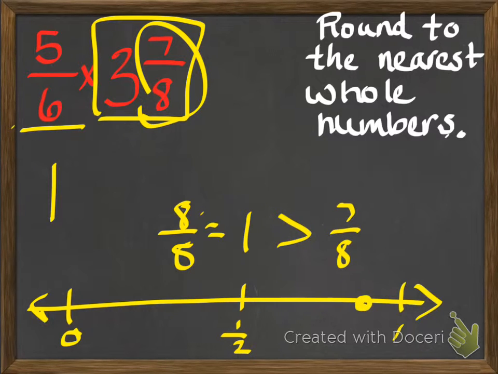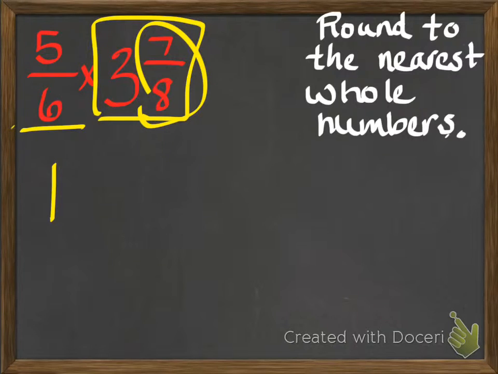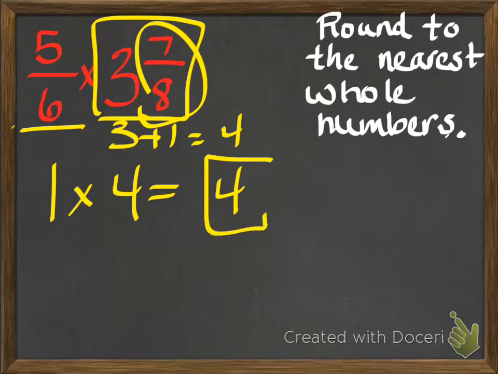So just a little less goes right there. But still, it's closer to 1 than it is to 1/2. So I'm going to round it up to 1. Okay, so I've rounded up 7/8 to 1 whole. So now I've got 3 plus 1. That equals 4. So now I've got 1 times 4. And 1 times 4 equals 4. I've got my answer. Okay, so it's not too hard.